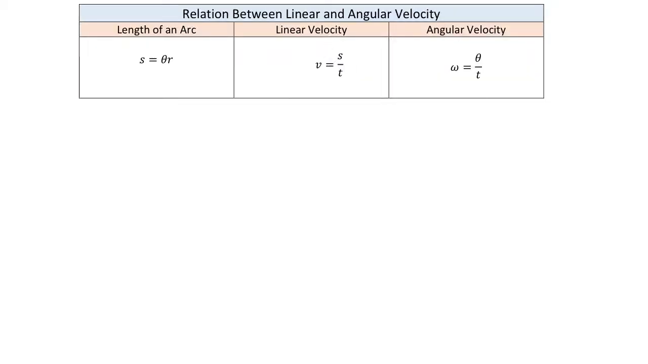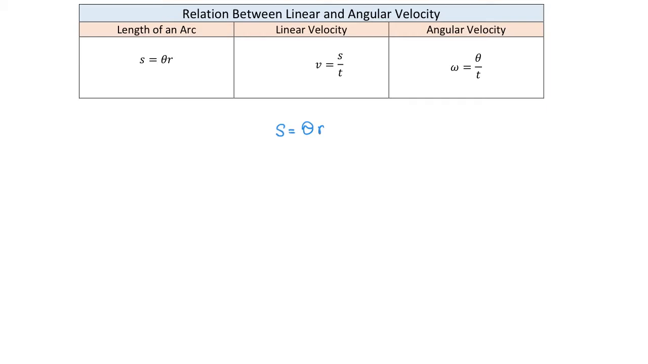Now, let's talk about the relation between linear and angular velocity. For this, we will use the following formulas. The length of an arc s equals theta multiplied by r. The linear velocity v equals s divided by t, and the angular velocity omega equals theta divided by t. We will start by using the formula for the length of an arc, s equals theta multiplied by r.